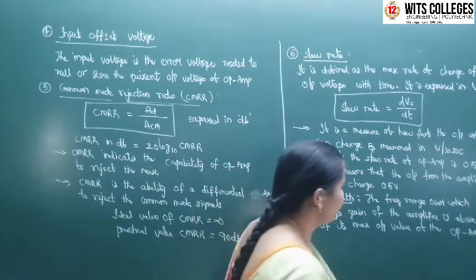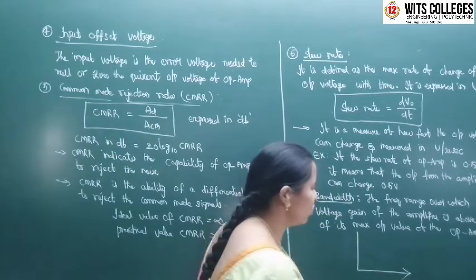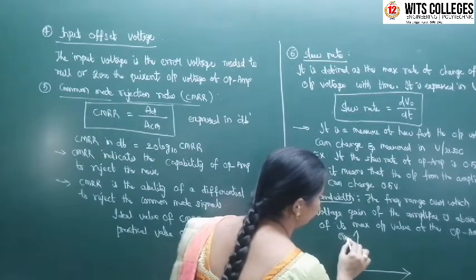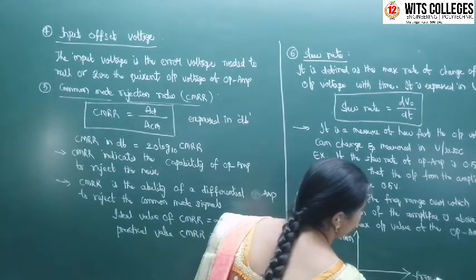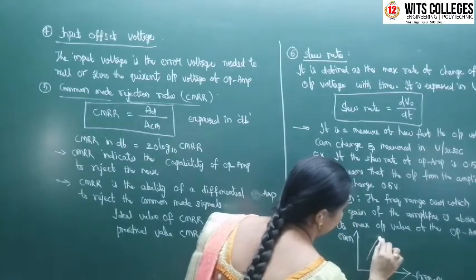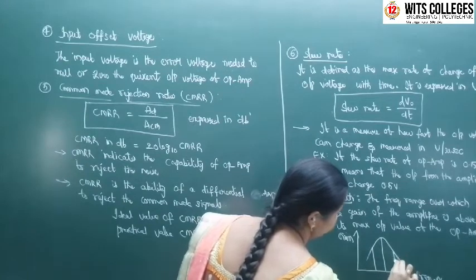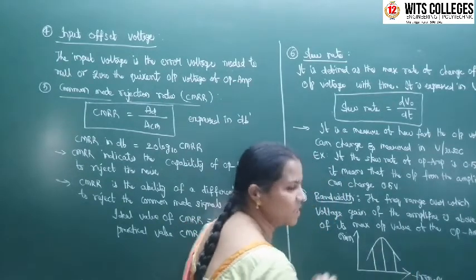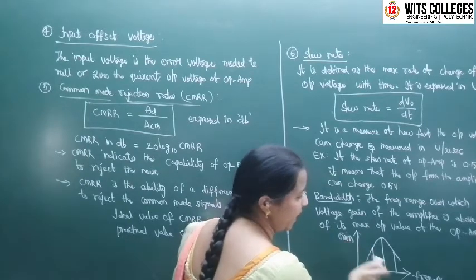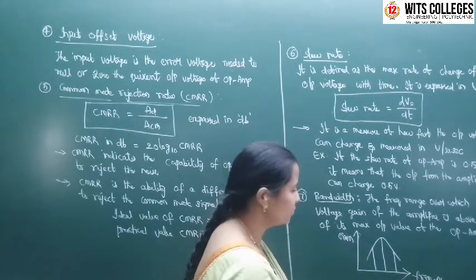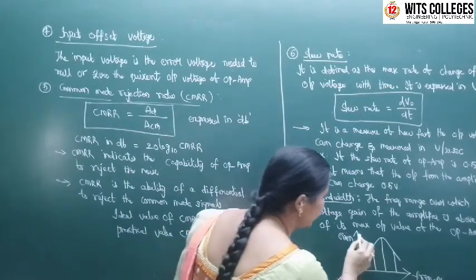Coming to the bandwidth, how will we define bandwidth? Actually, it comes from the frequency response curve. What is frequency response? The curve drawn between the gain of the amplifier, or output voltage, with respect to the frequency. So it is like this. This is the frequency response of an amplifier. The curve drawn between gain and frequency of an amplifier is known as the frequency response curve.